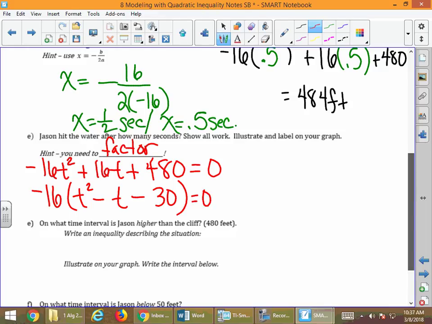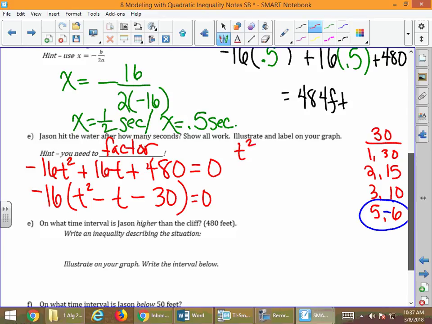We're going to split the middle. The values that we're looking at are at 30. Sorry, get my English correct. 1 times 30, 2 times 15, 3 times 10, and 5 times 6. Will any of those combine to be 1? Either add or subtract. And hopefully we recognize that 5 and 6 will combine to be 1. And it's going to be 5 minus 6 when we split the middle. It's going to be t squared plus 5t minus 6t minus 30.